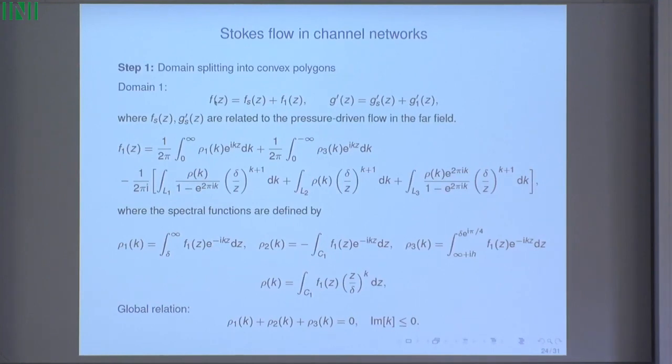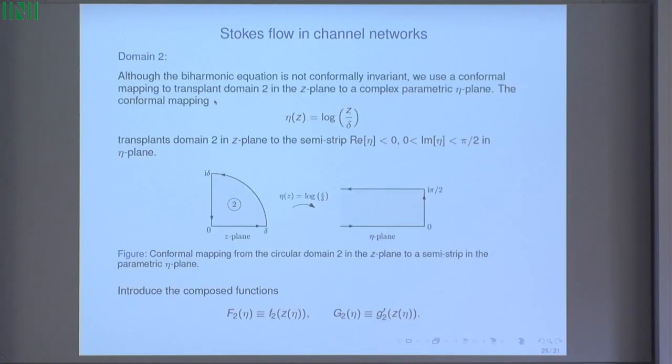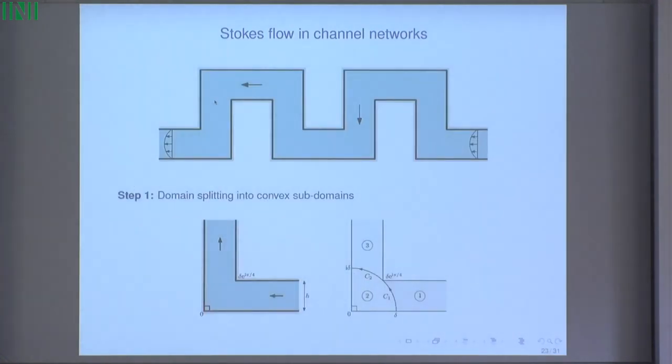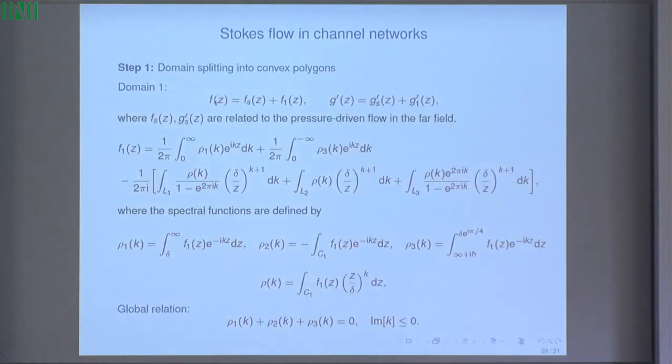So this is the representation for F1, but we can also find a representation for G1 dashed. So I'm not showing this here, but yeah. So that was for domain 1. Domain 3, same idea. It's like a semi-strip, but the third edge here is a circular shape. So we'll write a similar representation to this expression here.